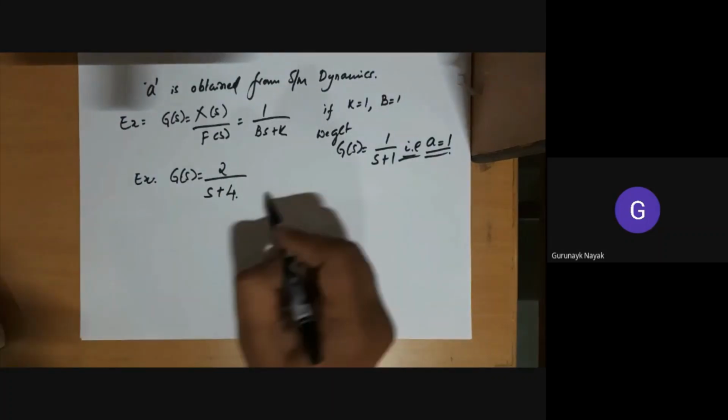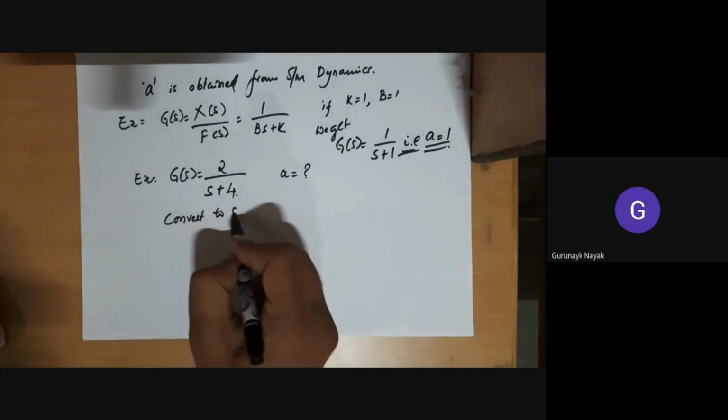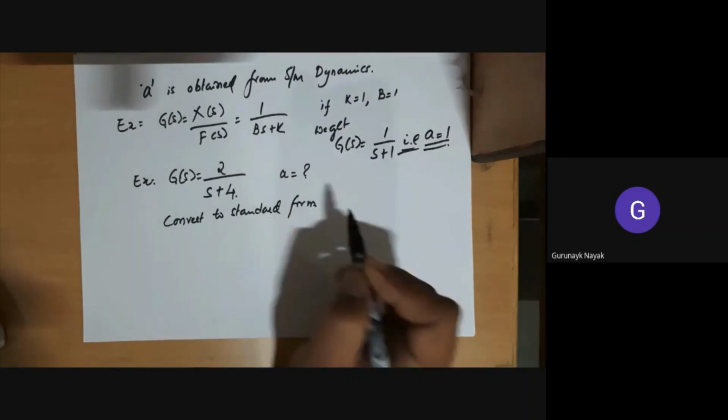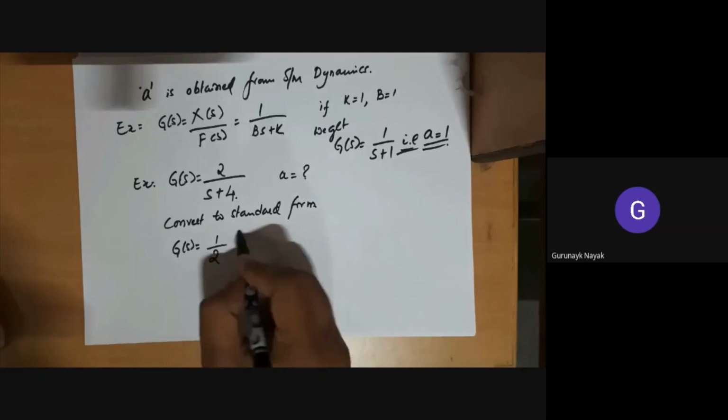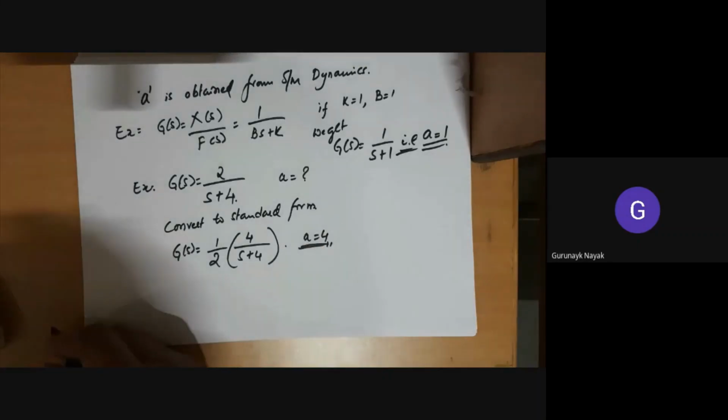We have G(s) equal to 2 divided by s plus 4. Is it in a standard form? No. We don't have it in a standard form because the numerator is 2. So one can question what is the value of a in such cases. So the thing is, convert this to a standard form as G(s) equal to 1 divided by 2 into 4 divided by s plus 4. Now you can say a equal to 4, and if you are taking notes, you still put a question mark for this. Is a actually equal to 4? Can we still consider a is equal to 4? And try to find the answer for this.